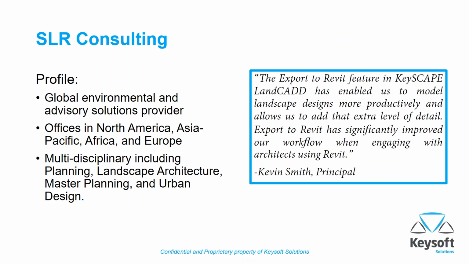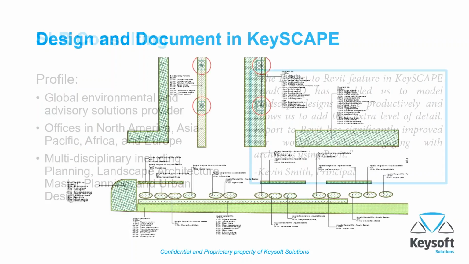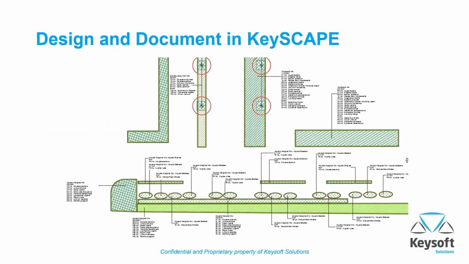Their scope extends from environmental through engineering, through architecture, but most applicable here, they have offices that focus on planning, landscape architecture, master planning, and urban design. So the way they use Keyscape LandCAD is to design in 2D and to automatically get a 3D output based on the tools that Keyscape LandCAD has in the native AutoCAD environment. So these are planting areas, we have some hedgerows, we have some specimen trees.